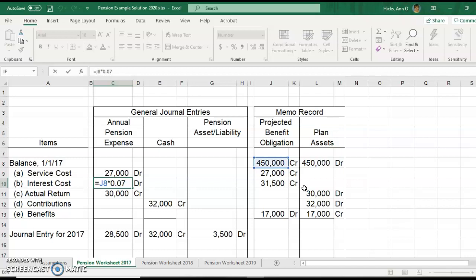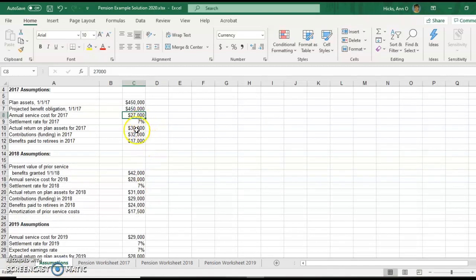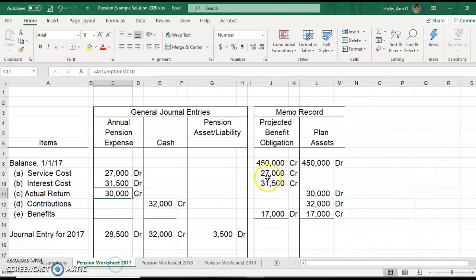of 7%. You'll notice the debit indicators here, that's because both of those are increasing pension expense, which would be a debit. And then you see the actual return of $30,000, which comes off the assumption page. That's the return that was earned by the plan assets.